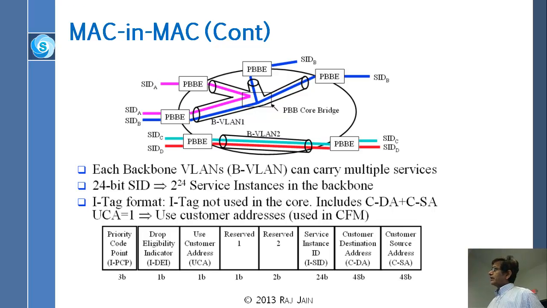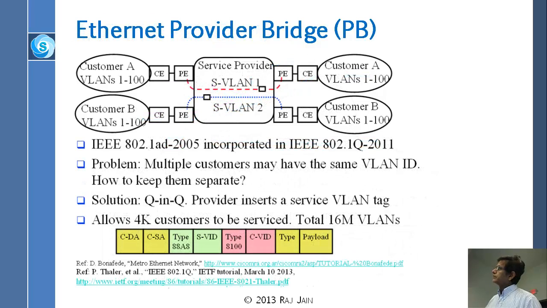And then you have 24 bits of SID. Technically, this whole thing is called S tag, and this is called I tag, and it includes the customer destination address and the customer source address. So if you go back to the previous picture here, you see right next to the ISID is the customer destination address and the customer source address. This whole thing is called I tag, although none of it is used by the core, but in some of the OAM you might need that.